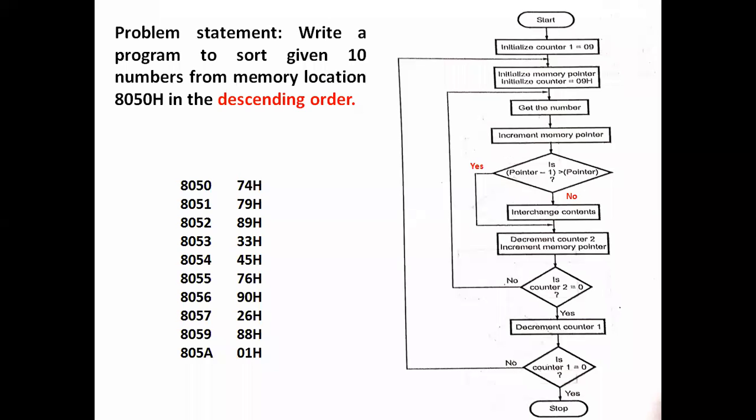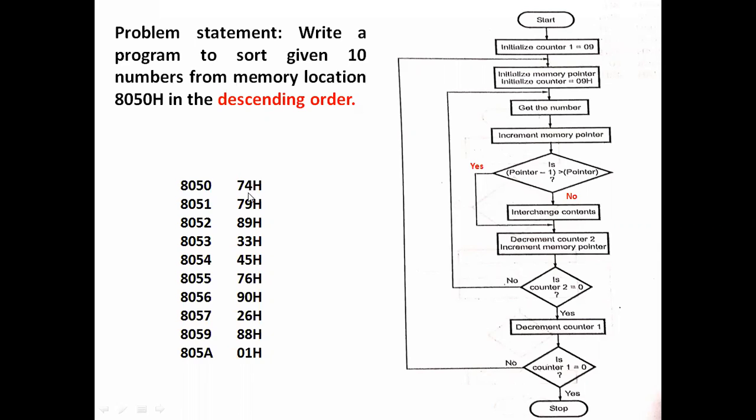So if there are 10 numbers, how many comparisons do we have to do? We have already discussed this, but right now we are again going to discuss the algorithm, because the way we are sorting the numbers is very simple. First of all, we take the first two numbers and check which number is greater.